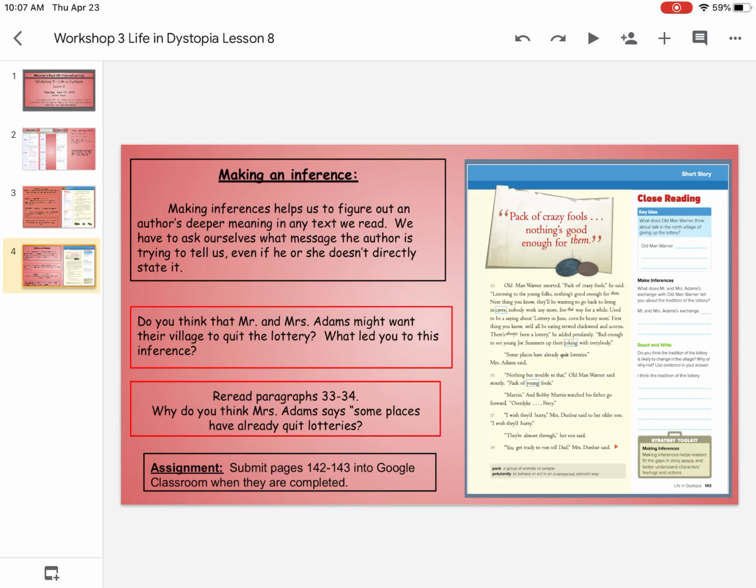"Bad enough to see young Joe Summers up there joking with everybody." "Some places have already quit lotteries," Mrs. Adams said. "Nothing but trouble in that," old man Warner said stoutly.